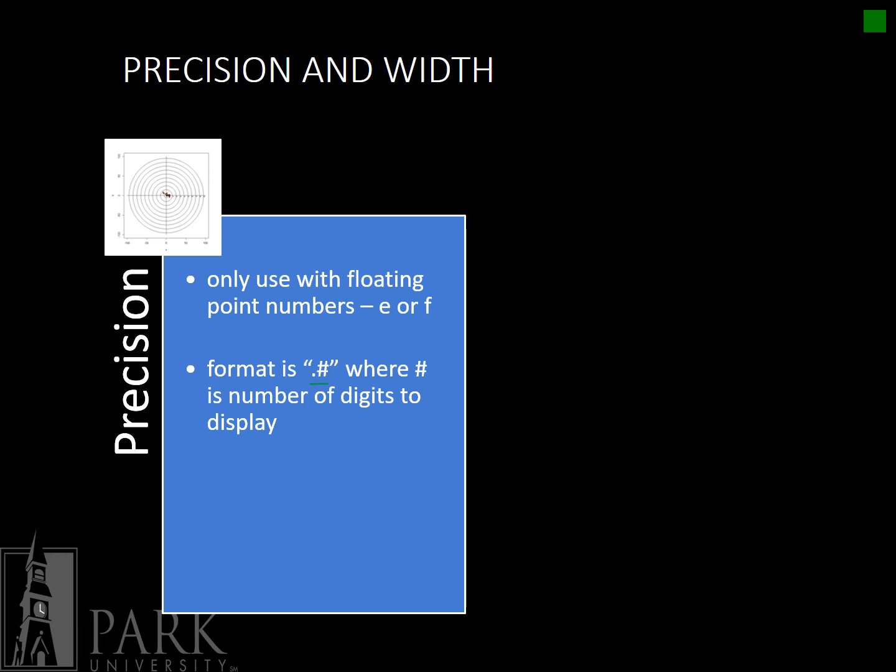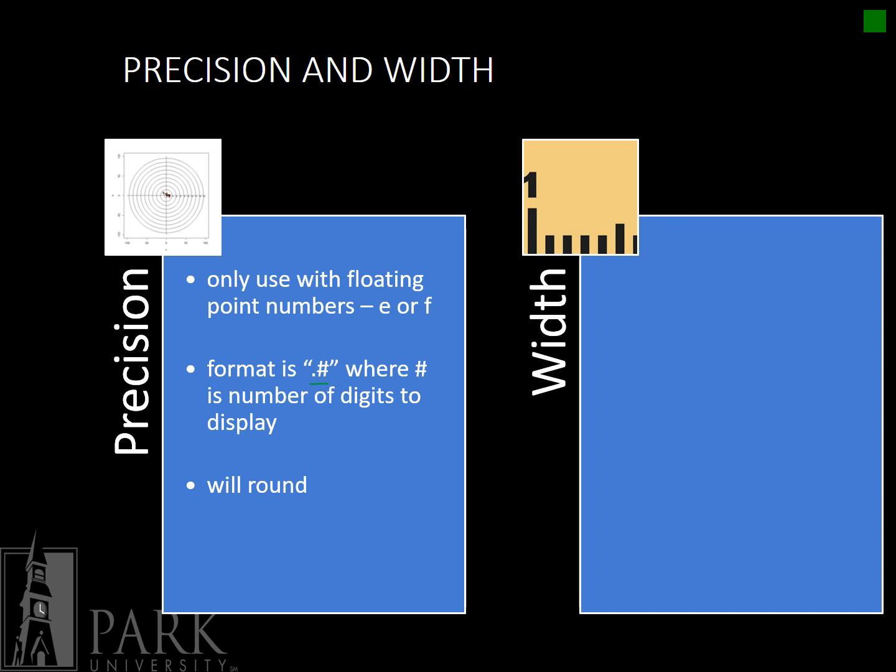If the data item has more fractional digits than the specified precision value, then rounding occurs. And if the data item has fewer fractional digits than the precision specifier's value, then zeros are added to the right so that the printed value has the specified number of fractional digits. Okay? Now width specifies the minimum number of characters that are to be printed.